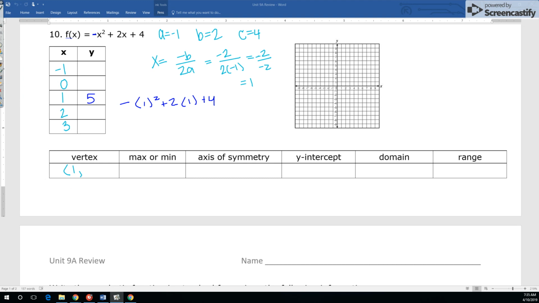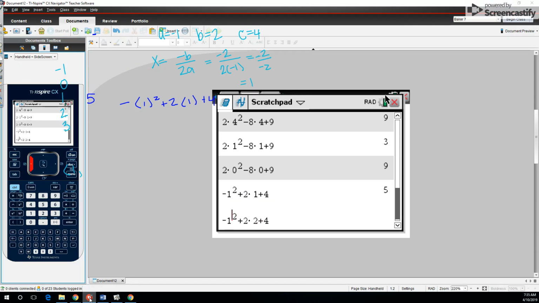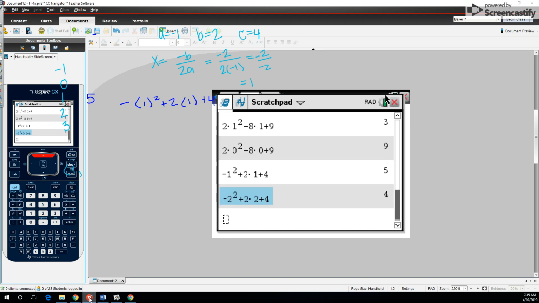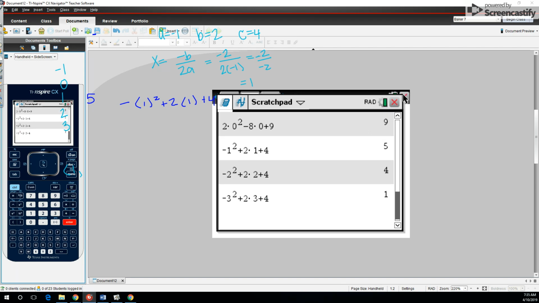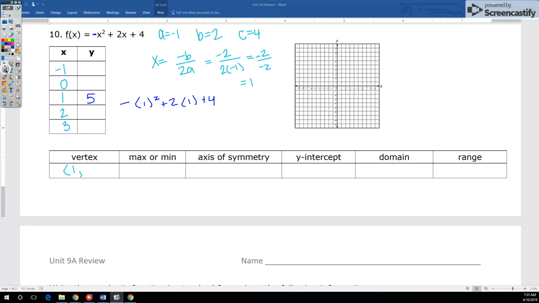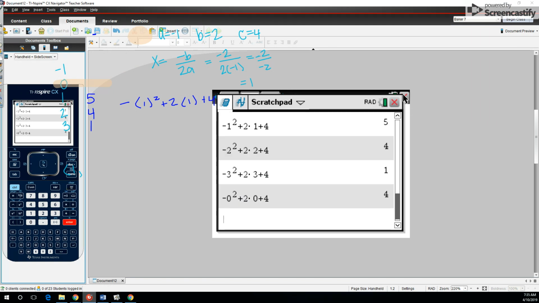Okay, now I'm going to just go ahead and redo that calculation for 2 and 3. So up, up, enter. 2, 4, up, enter. 3, 1. Decreasing. Okay. When I plug in a 0, I should get 4 because that's my y-intercept again. But I'm just going to double check with my calculator. Up, enter, 0, 4. Okay, did it.